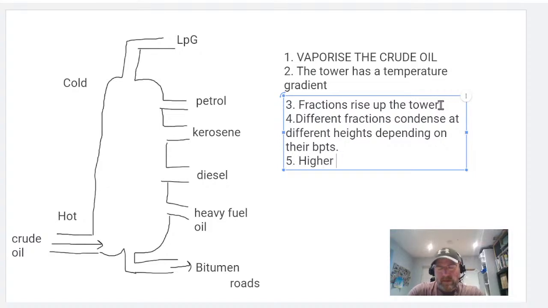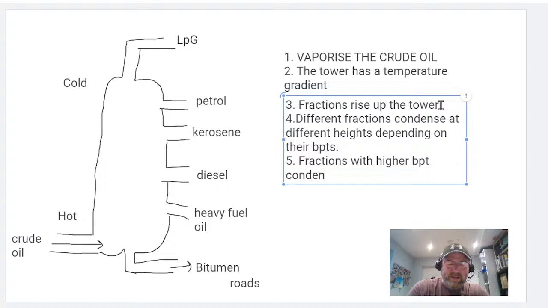And as Midget YT said earlier, and Yoshi, higher fractions with higher BPT. By the way, I'm saying fractions. You can say molecules, hydrocarbons, compounds. It's up to you. I'm just using the word fractions. So fractions with higher BPT condense lower down the tower. And then going back to what we learned before, if you're ever asked why do some fractions have higher boiling points, it's because they're larger and they have stronger intermolecular forces.